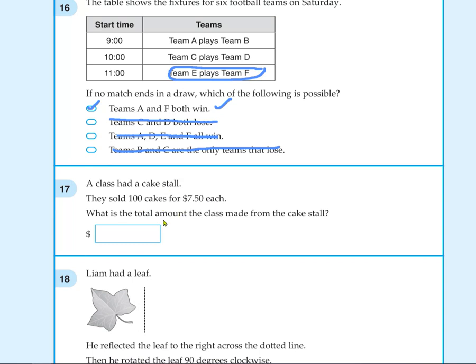Cake store. What's the total amount the class made from the cake store? Well, 100 times 7.50. Because there's 2 zeros in 100, I move the decimal place 2. That changes from 7.50 to $750.